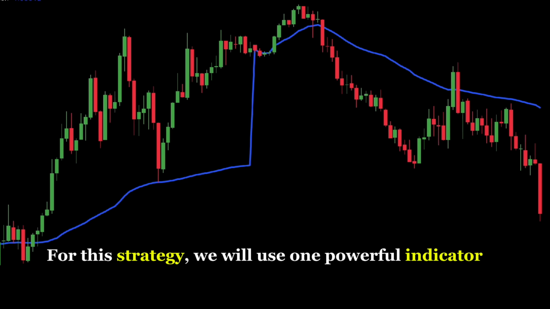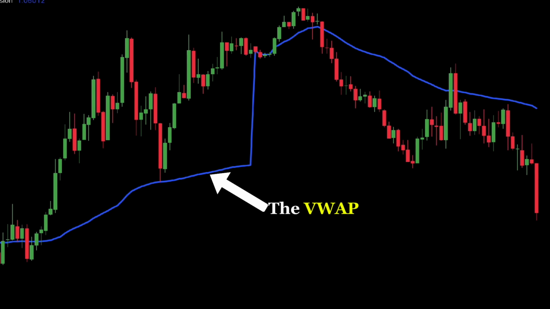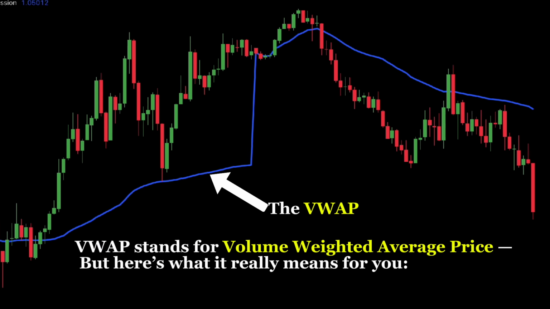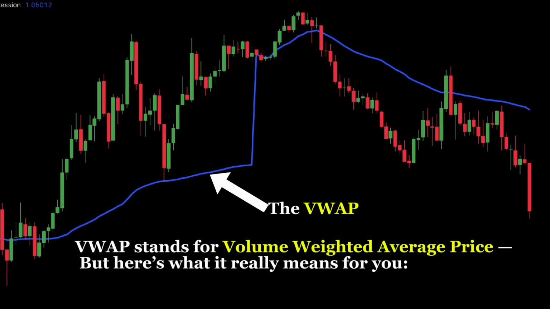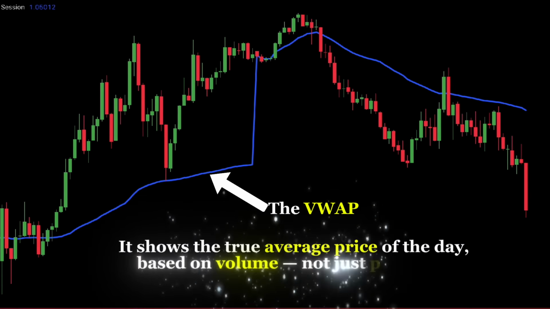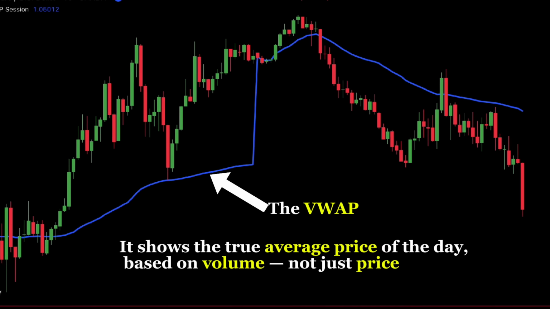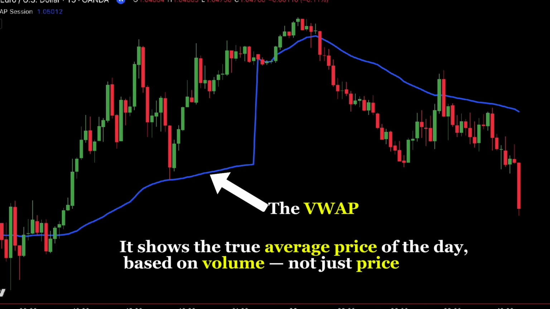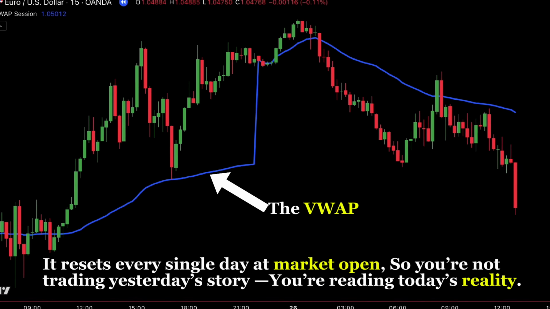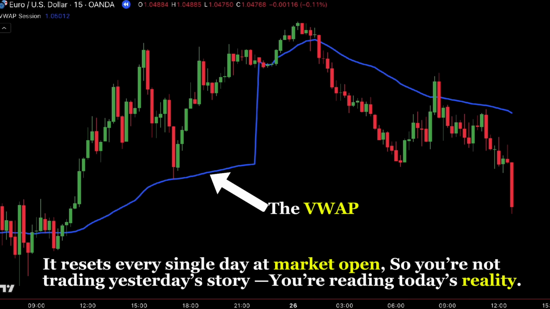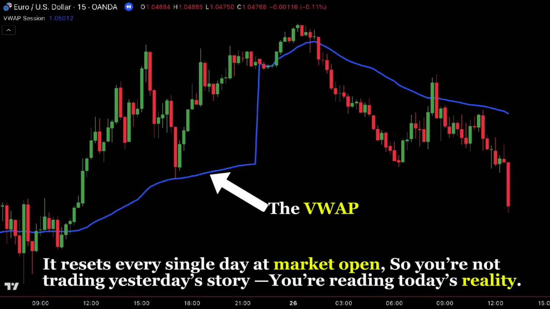For this strategy, we'll use one powerful indicator, the VWAP. VWAP stands for Volume Weighted Average Price, but here's what it really means for you. It shows the true average price of the day based on volume, not just price. It resets every single day at market open. So you're not trading yesterday's story, you're reading today's reality.